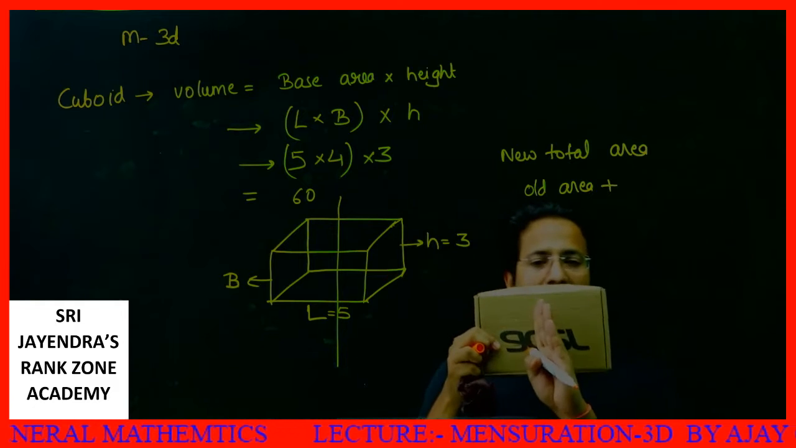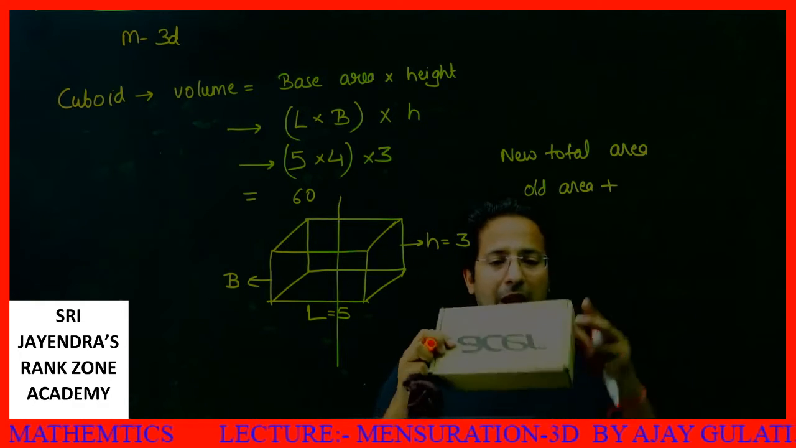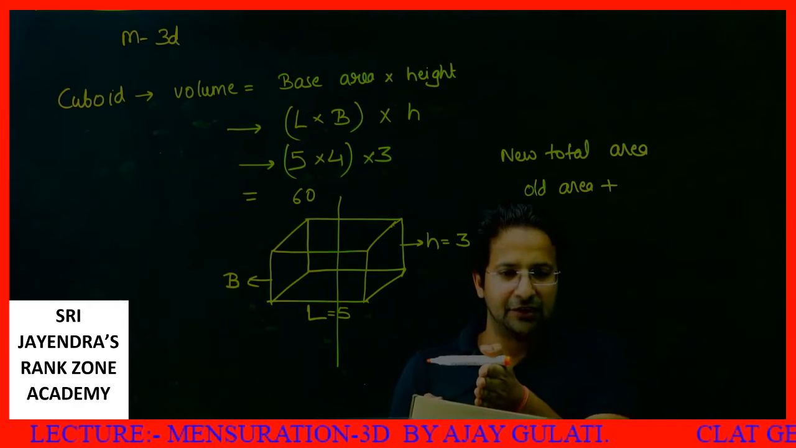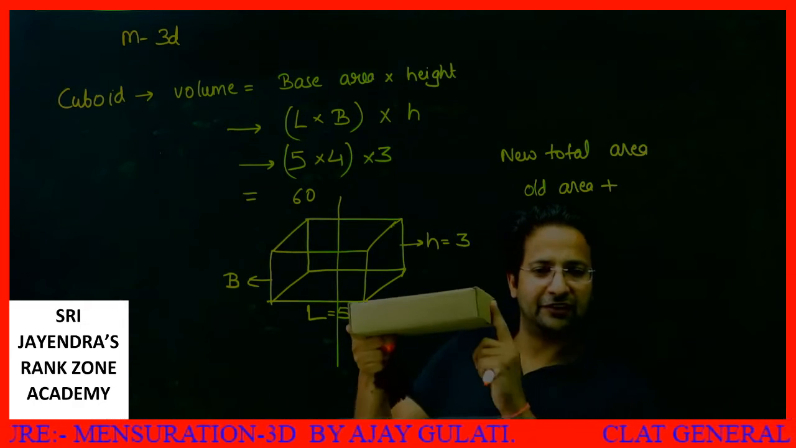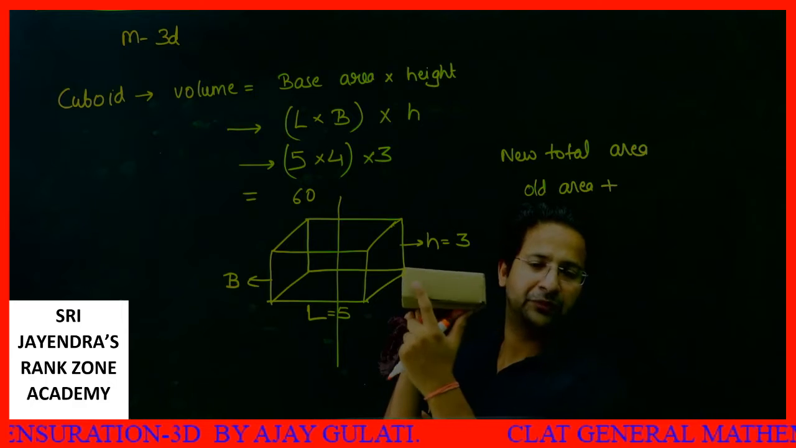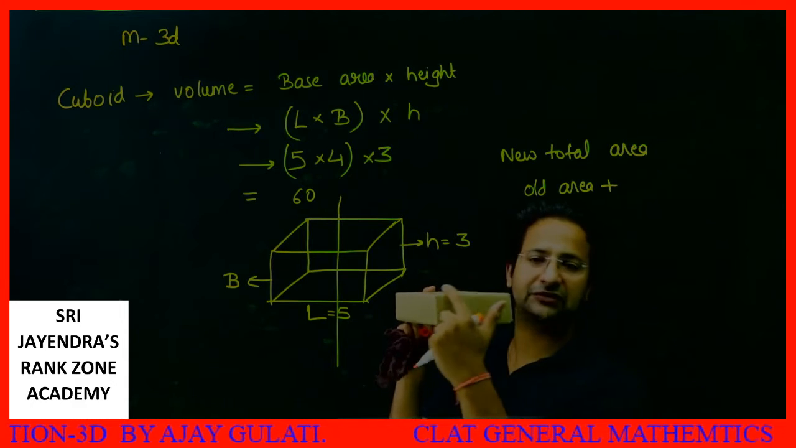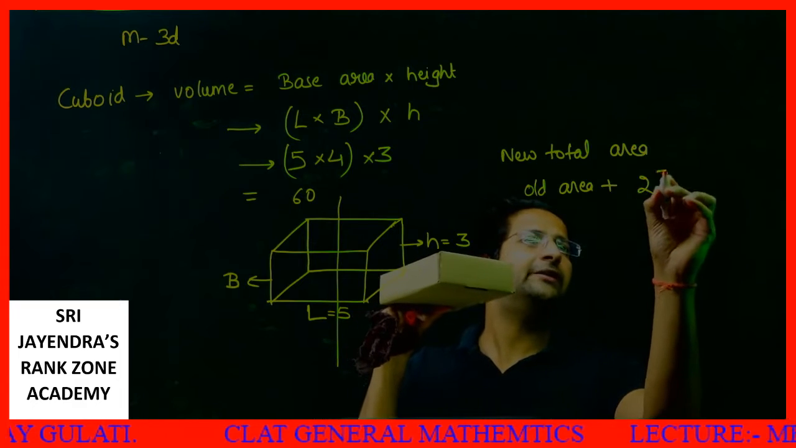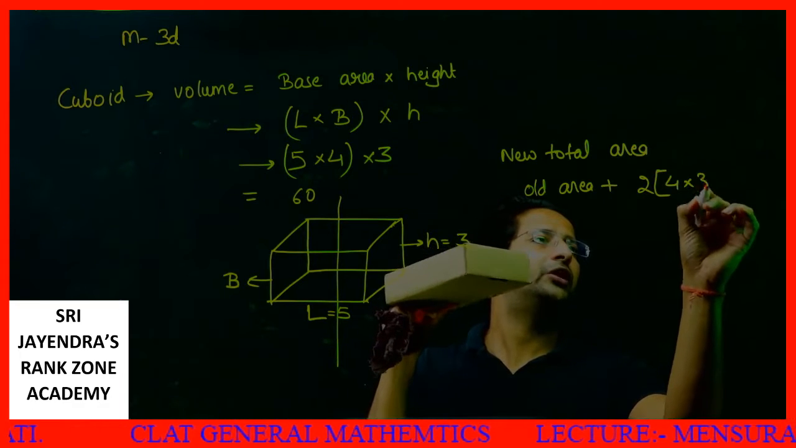If I cut it along this part, what will happen? There will be 2 more faces. When you cut it like this, there will be 2 more faces identical to this part. And what are the dimensions of these? This is 4, this is 3. So I can say 2 times 4 into 3.